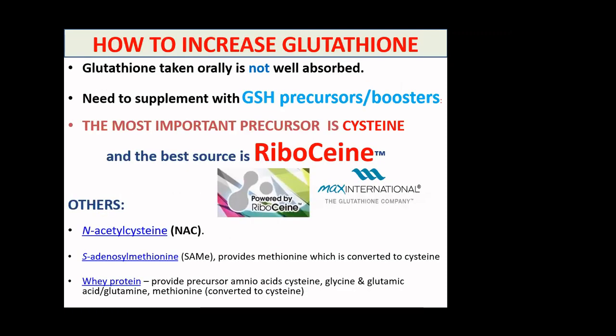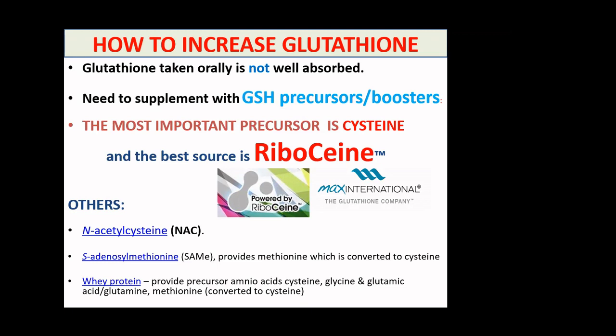So how do we increase glutathione in these unfortunate children and also us? Because as we age, we also face the same problem of low glutathione and imbalanced redox. We need to know that glutathione taken orally is not well absorbed, because remember I started by saying that glutathione is fragile. So if you take glutathione itself, it will just be digested. So what we need to do is to supplement with glutathione precursors or boosters, and these are the component amino acids, glutamic acid, cysteine, and glycine.